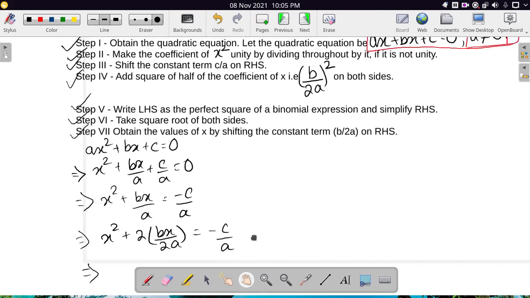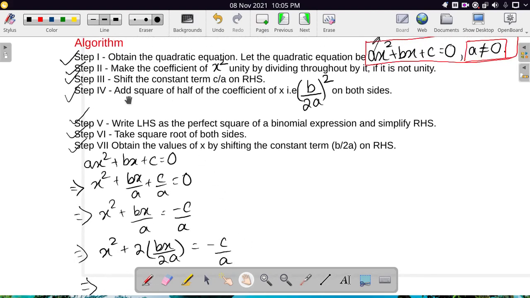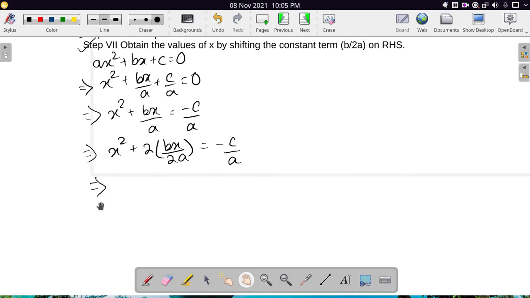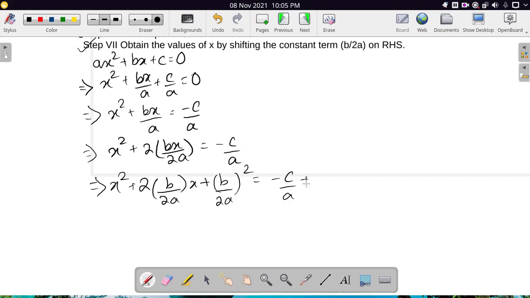Now let us look at the next step. It says add the square of half of the coefficient of x, that is b by 2a whole square, on both sides. We will add b by 2a whole square on both sides. So x square plus 2 times b by 2a, this we just took the x outside. Now we will write it as b by 2a whole square, and on the right c by a plus b by 2a whole square.